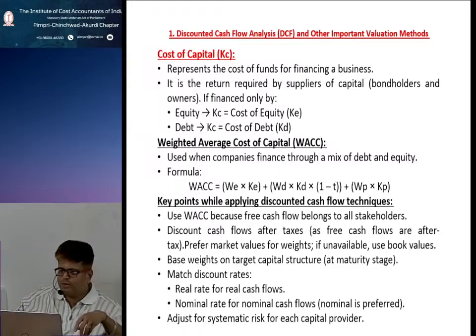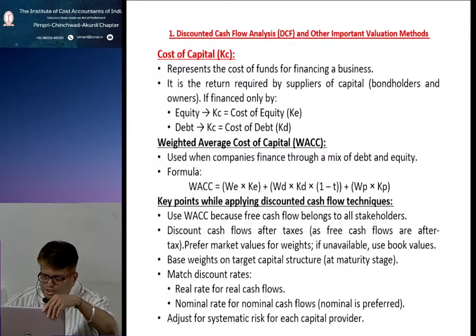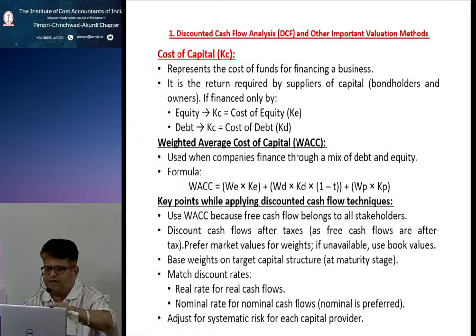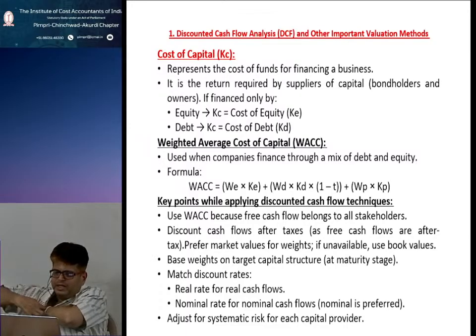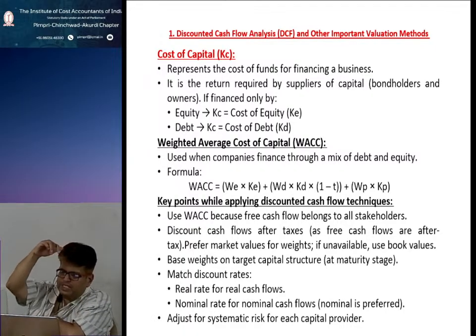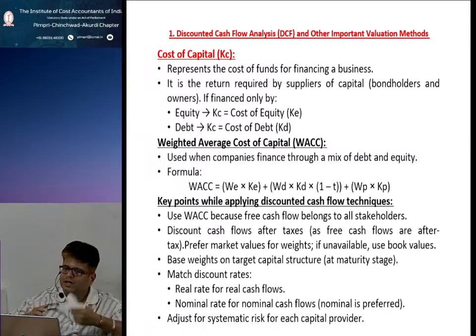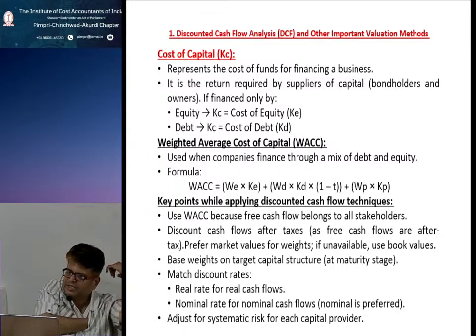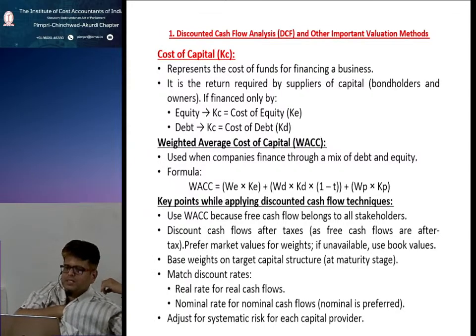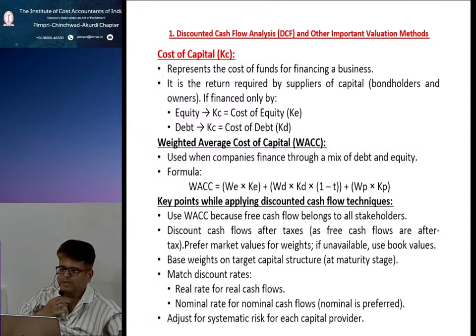The WACC formula is used when companies are financed by a mix of debt and equity. If both sources of finance are being used, then the formula would involve WACC, that is WACC is equal to WE into KE, plus WD into KD into (1 minus T), where T is the tax rate, plus WP into KP. So that's the WACC formula.